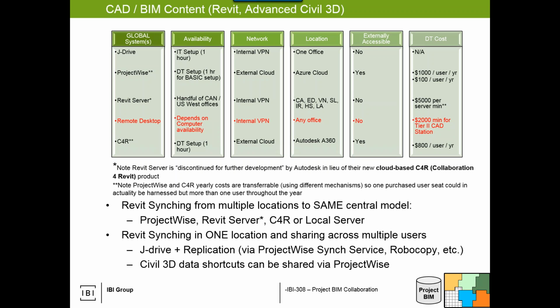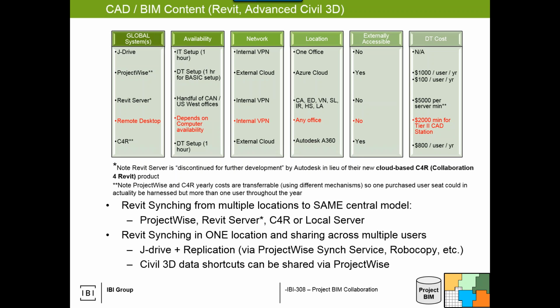In lieu of Revit Server, Autodesk has advanced what they call C4R, or Collaboration for Revit. It's their cloud-based solution that harnesses their A360 cloud hosted by the Amazon cloud servers, and it will allow you to synchronize via the cloud. Now, depending on the nature, there'll be differing speeds, whether you're in the LAN versus the WAN, depending on your internet connectivity, etc. And you can then also see the costs on the far right of this chart.